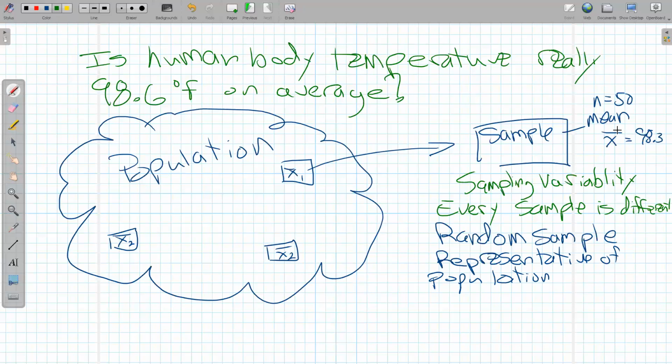So right now I have this sample right here. So my X bar, which I'm claiming is 98.3 degrees Fahrenheit, at the moment is my best estimate of the population mean.